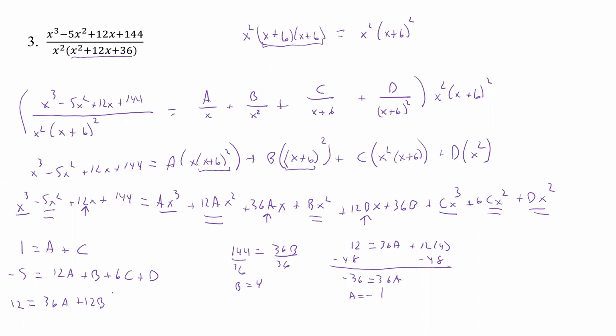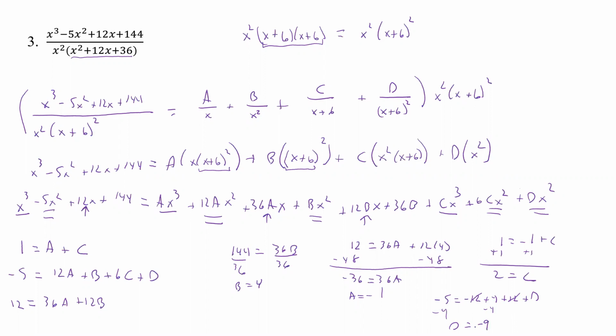And now we can go back in, and we know a, so let's solve for c. So now we have 1 equals a minus 1 plus c, so add 1. So 2 is equal to c. So now we know a, b, and c, so now we can solve for d. So we have a minus 5 equals 12 times a, so it's a minus 12, plus b, which is 4, plus 6 times c, well, c is 2, so that's plus 12, plus d. Well, those 12s cancel, so we're going to subtract 4. So d equals, it looks like, a -9.